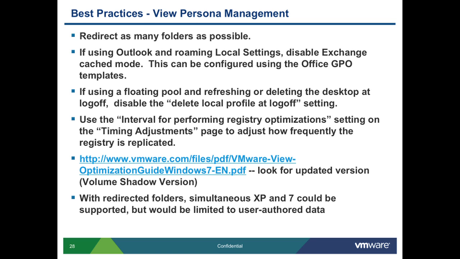Another key is that if you are using Outlook and roaming the local settings folder, make sure that you disable Exchange Cached mode. This can be configured using the Office GPO templates. The reason being that Exchange Cached mode will actually copy down the entire user's inbox, and some organizations are allowing users to have as much as gigabytes of data in their Exchange mailbox.